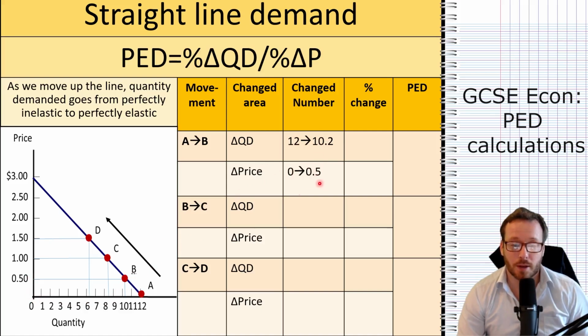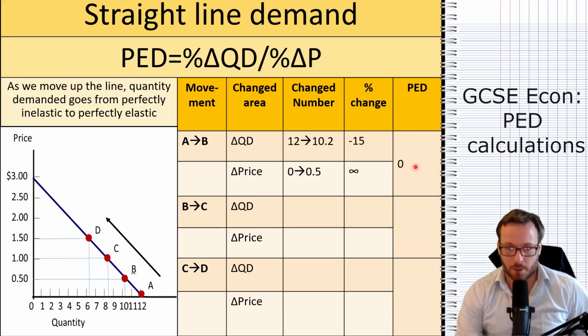0 to 0.5. Now, any percentage increase in 0 is going to be what? To get to 0.5, it has to be an unlimited increase. And this percentage here has to be minus 15%. We've worked out here is basically the equation already. So we know the percentage change in quantity demanded is here. The percentage change in price is here. So our PED is 0.15 over unlimited, which has to be 0. Meaning at the bottom, it's perfectly inelastic.